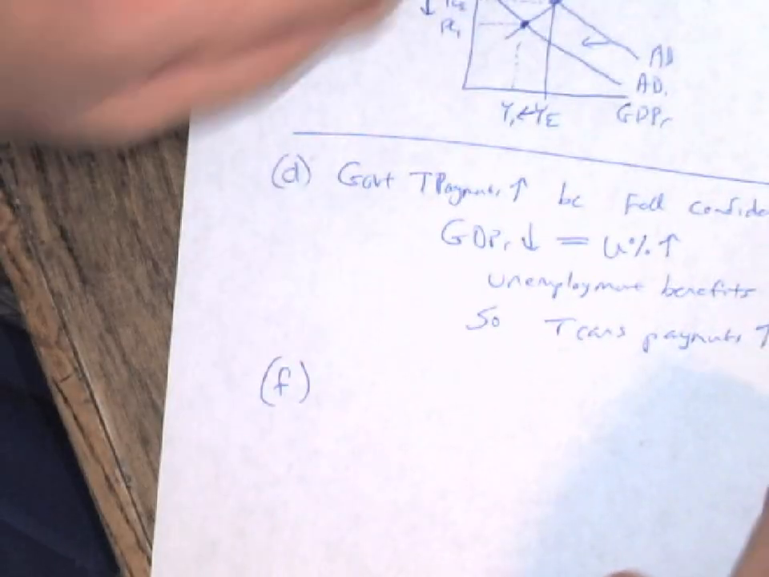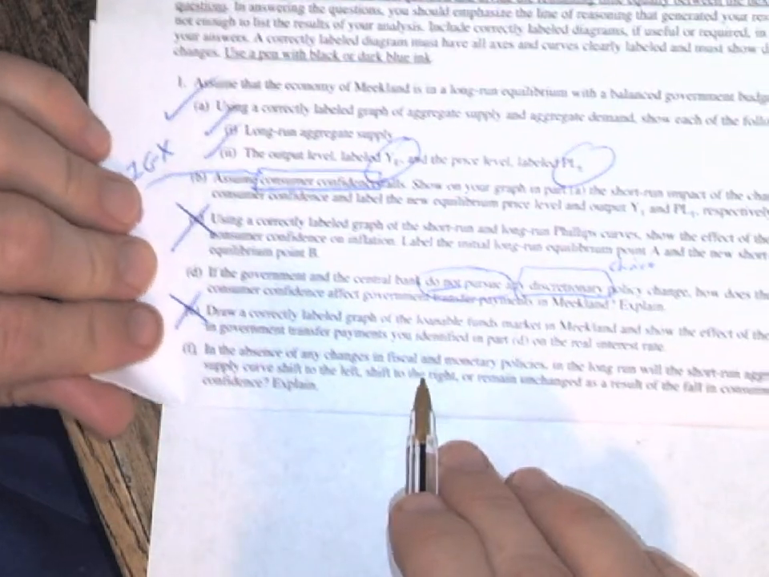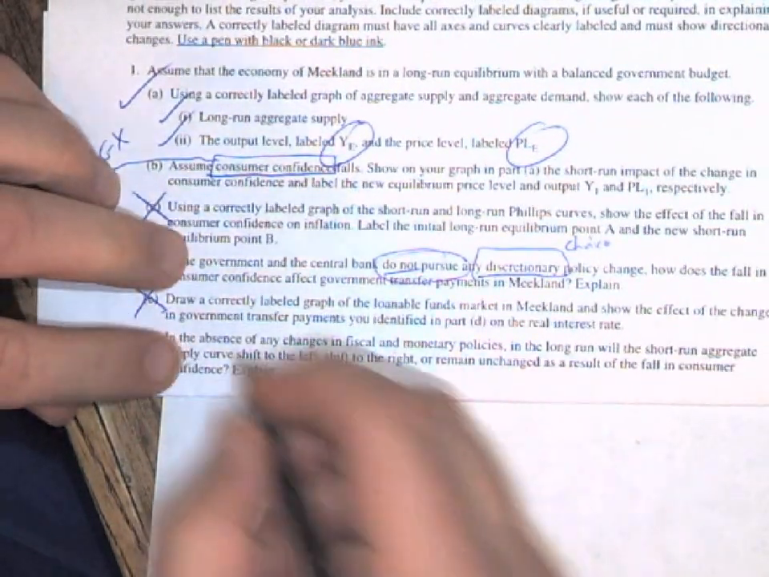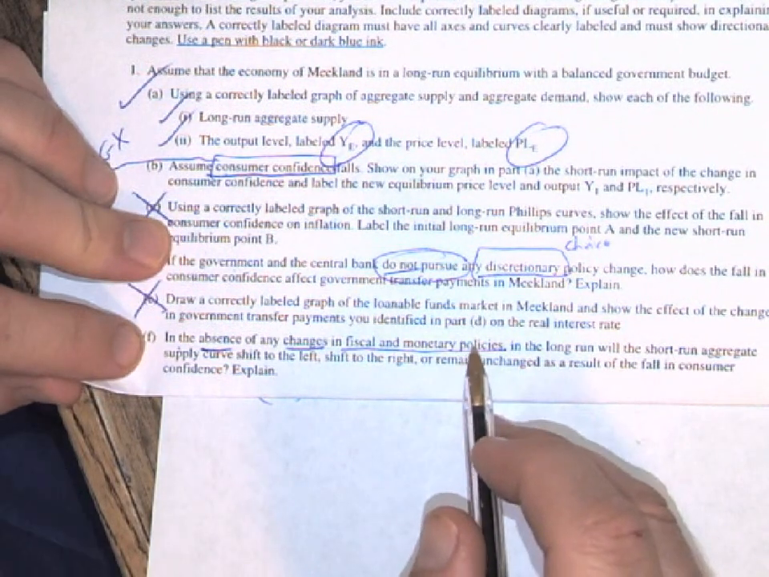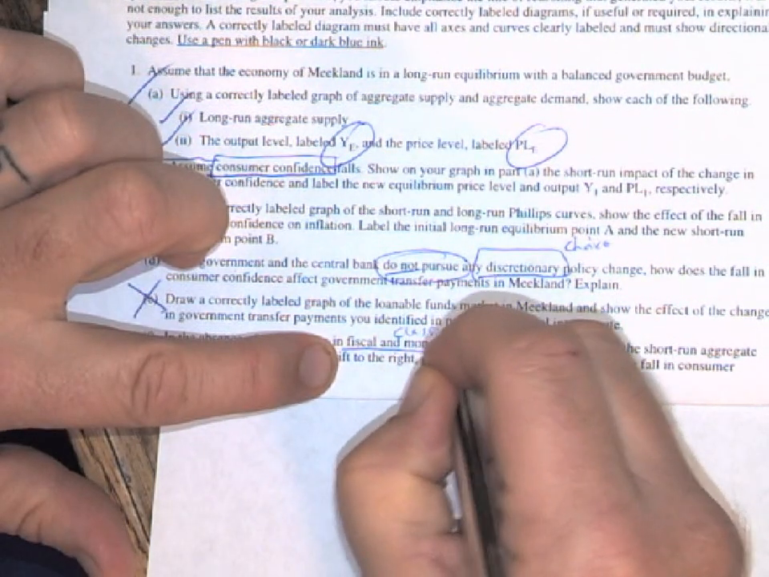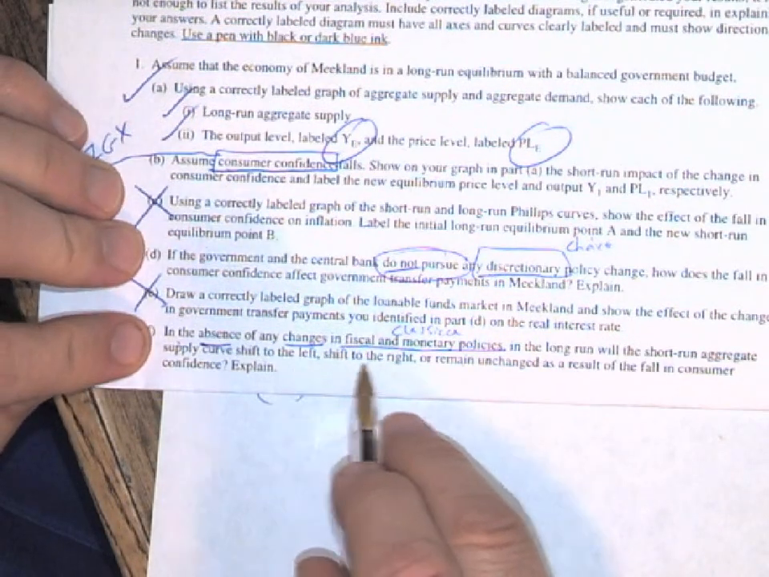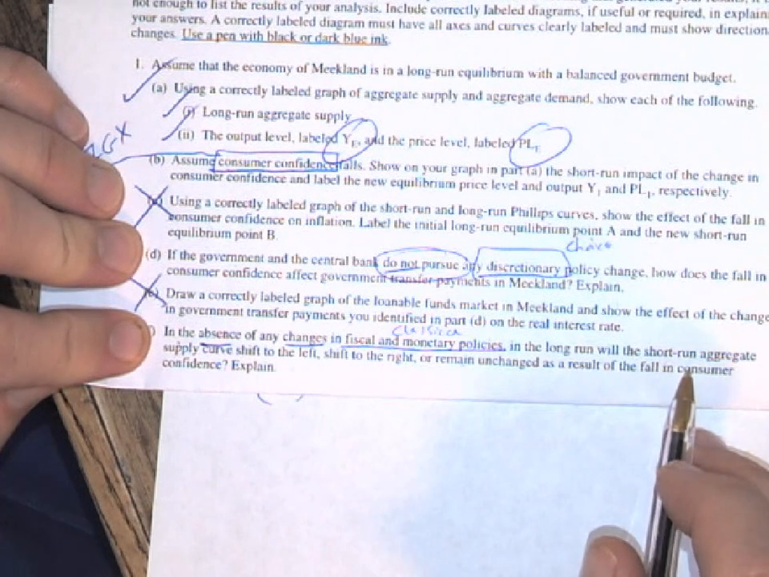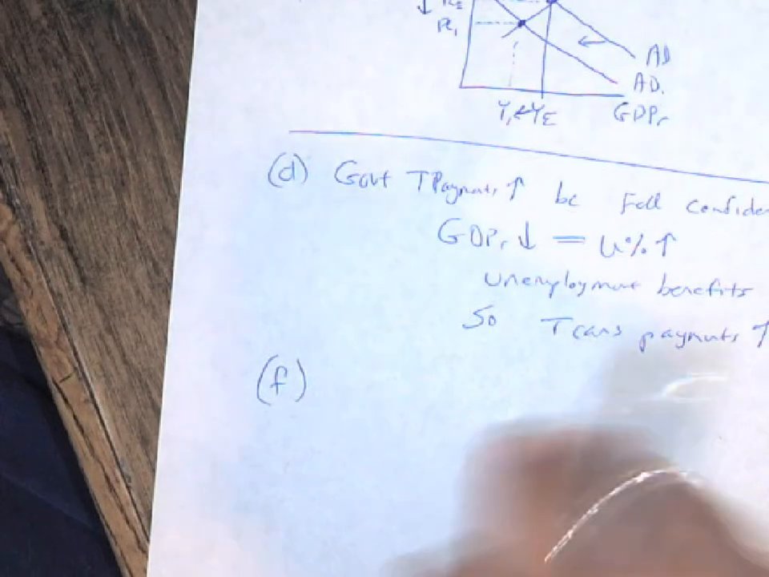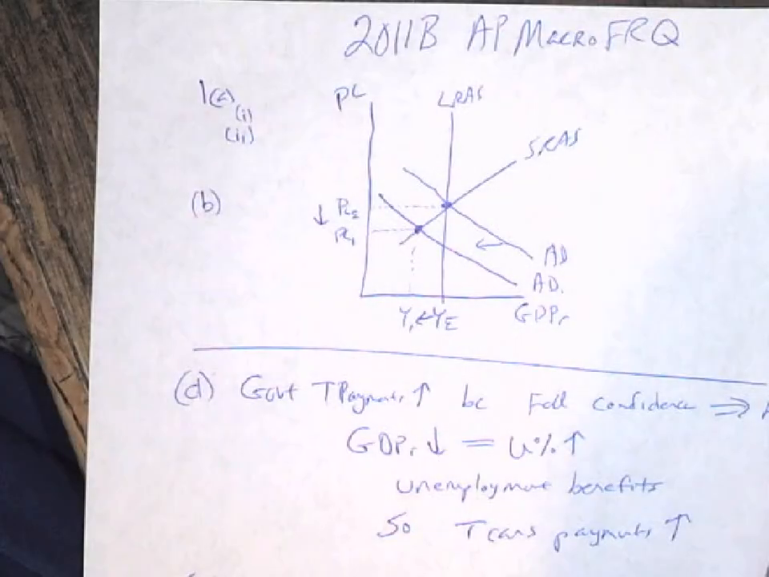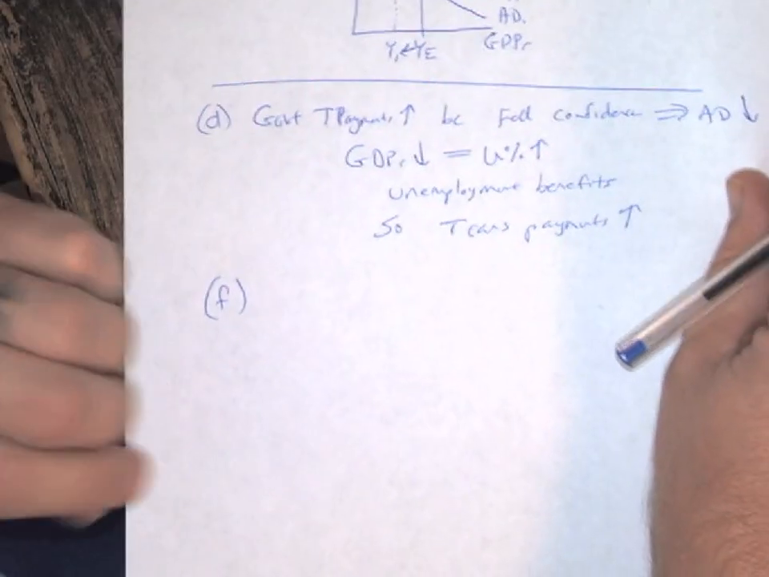Alright, and F says, in the absence of any changes in fiscal and monetary policies, absence of changes in policies, that means, once again, we are in classical. So in the long run, does the short run aggregate supply curve shift to the left, right, or remain unchanged as a result of the fall in consumer confidence? Explain. So what we didn't do is end up shifting our graph and adjusting to the long run. But we can do that here in a second. Let me zoom out of here.